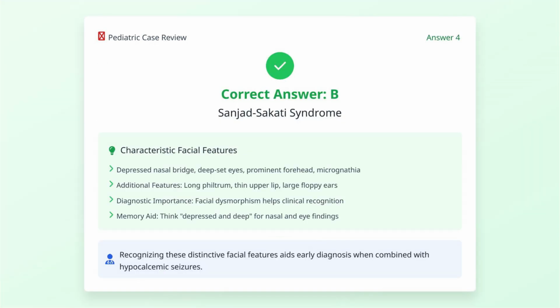The correct answer is B, Sanjad-Sakati syndrome. The characteristic facies includes depressed nasal bridge, deep-set eyes, prominent forehead, and micrognathia. Additional features include long philtrum, thin upper lip, and large floppy ears. Recognizing these distinctive facial features aids early diagnosis when combined with hypocalcemic seizures.